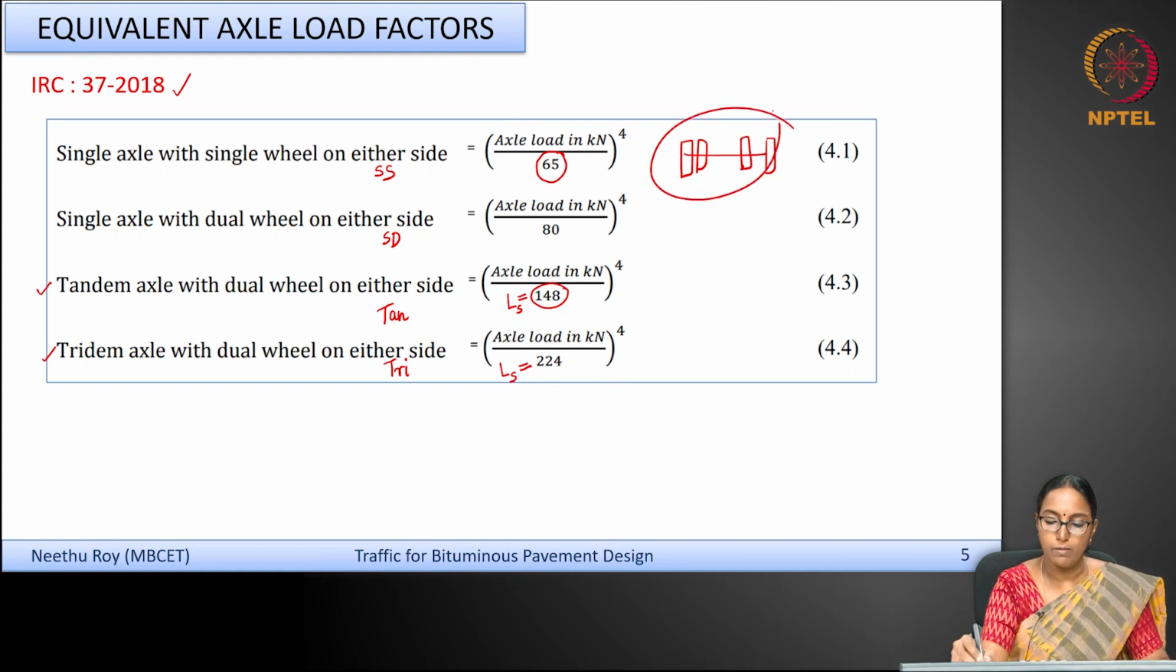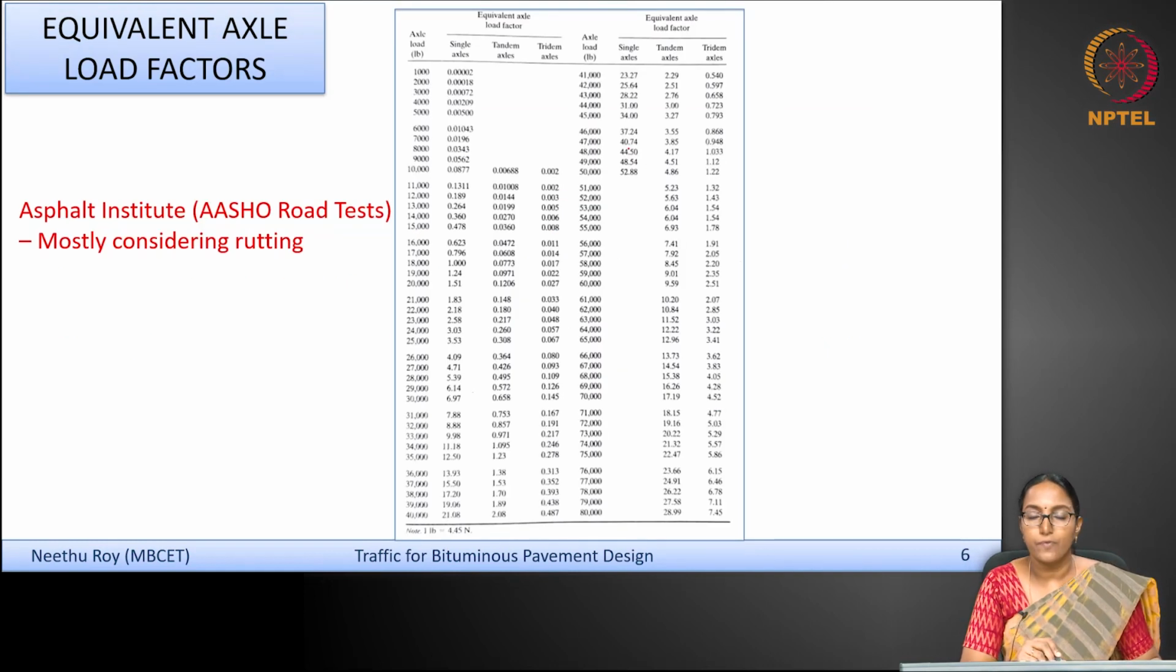Okay. Now coming to the Asphalt Institute method, based on the AASHO, the American Association of State Highway Officials road test, mostly the failures were considered to be from rutting, and from these AASHO test results, they have given the equivalent axle load factors. Mostly it will be on this fourth power law itself.